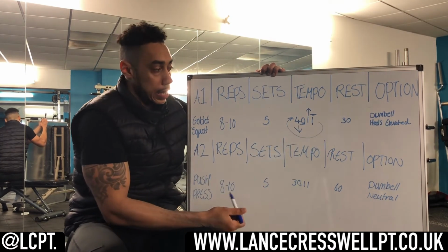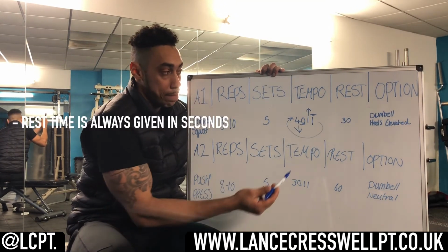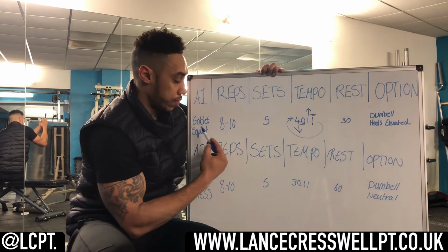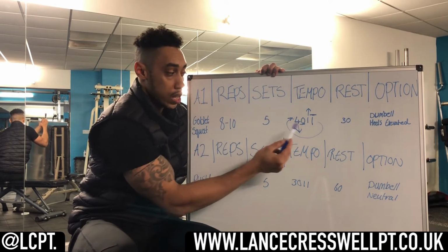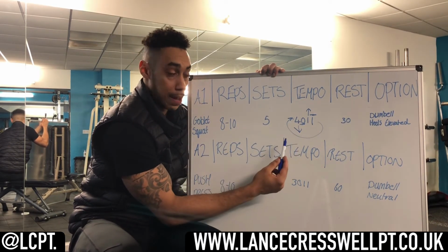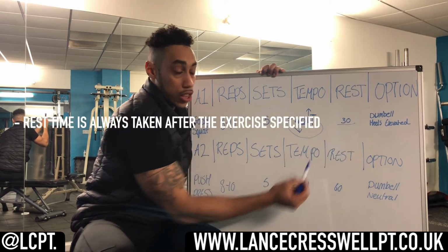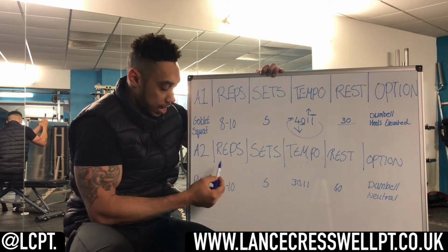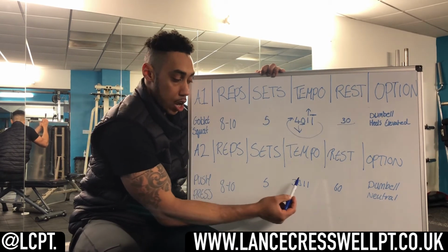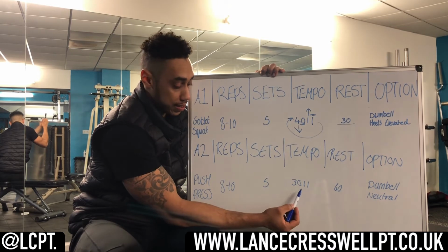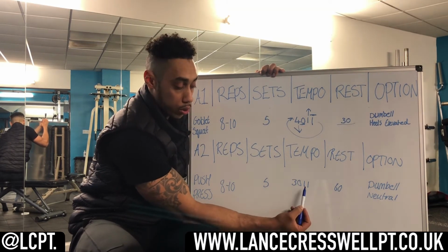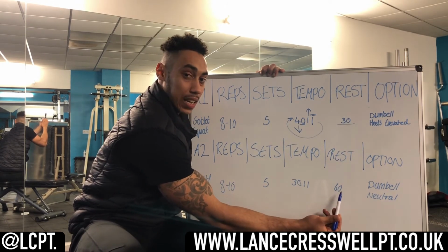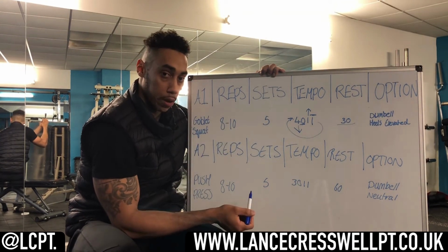Rest time. This is in seconds. As soon as you've completed all the appropriate reps, you've done 10 reps of the goblet squat with the appropriate tempo, you're then going to take a 30-second rest period before you start A2. You then complete A2, 8 to 10 reps. 3, 0, 1, 1. In this instance, 3 seconds on the way down, no pause, 1 second up, 1 second pause. You then take 60 seconds before you go back to A1, okay?